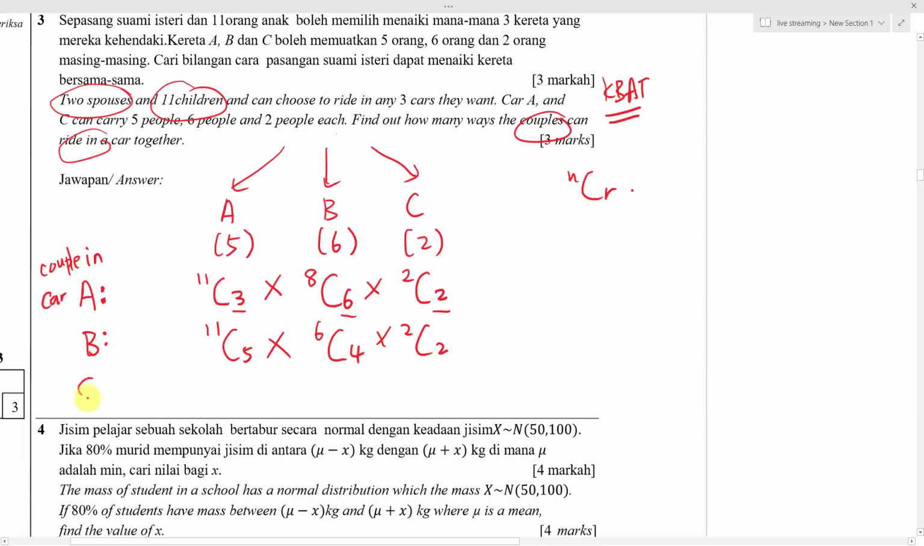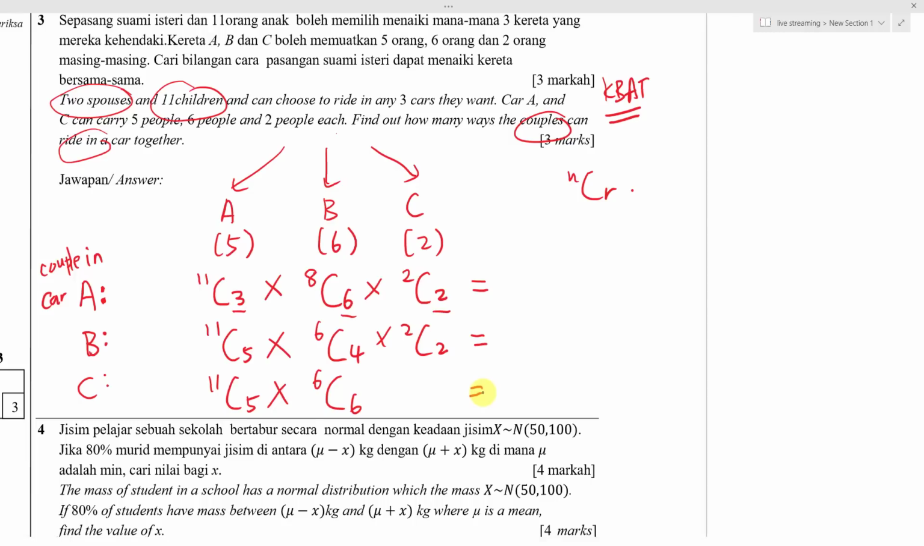Then the last one: if I put the couple in car C, then from the 11 children I choose 5 for the first car. After I choose 5, I still have 6 children left, so I choose all 6 for car B. Car C is the couple, so I don't need to do that. What I want to do is do all this multiplication, then add all my answers, and I hope my final result is correct.